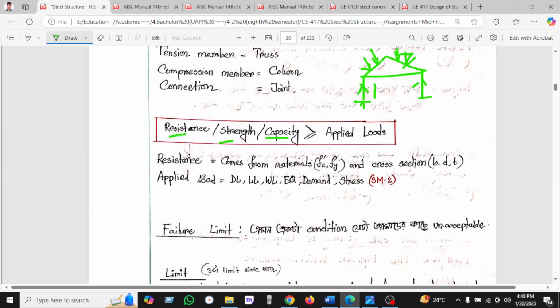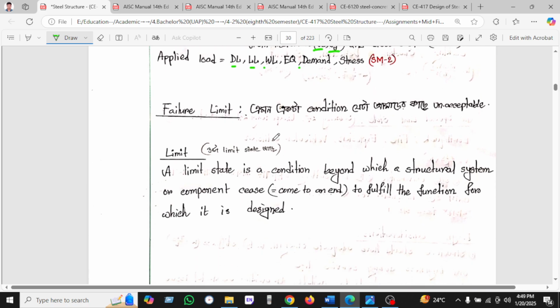Resistance comes from the materials, which is phi C, and Fy, the yield strength of steel, and the cross-sectional area of the section, which is BDT. The applied load comes from dead load, live load, wind load, earthquake, and demand stress, and so many things. So, the failure limit.